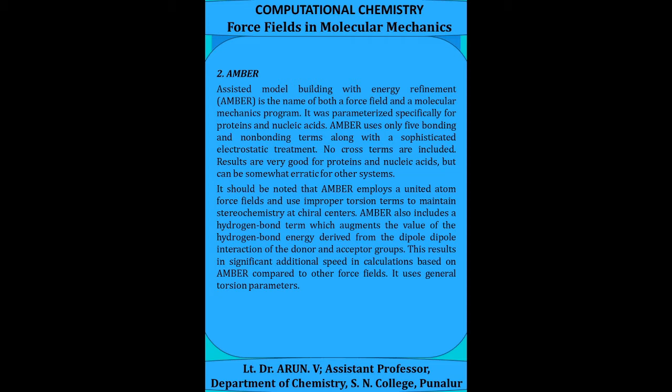It should be noted that AMBER employs a united atom force field and uses improper torsion terms to maintain stereochemistry at chiral centers. AMBER also includes a hydrogen bond term which augments the value of hydrogen bond energy derived from dipole-dipole interactions of the donor-acceptor groups. This results in significant additional speed in calculations based on AMBER compared to the other force fields. It uses general torsion parameters.